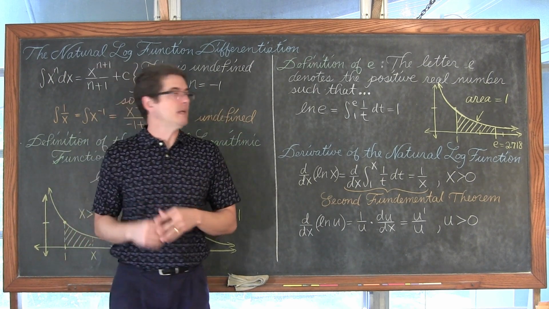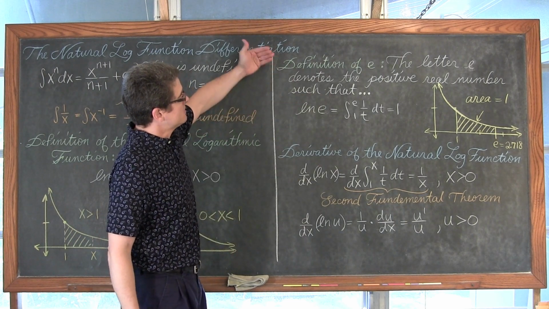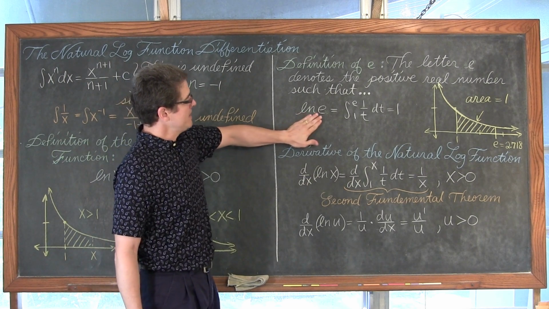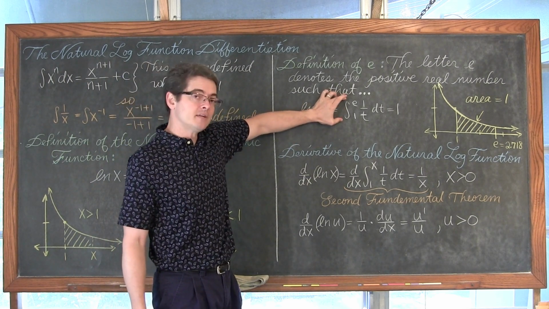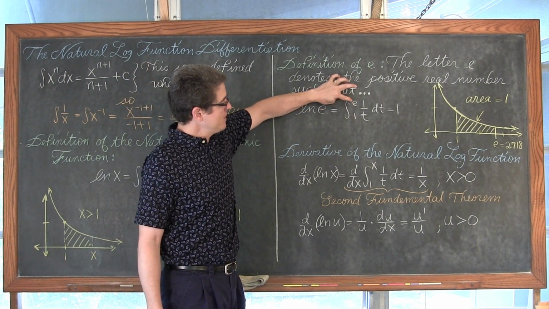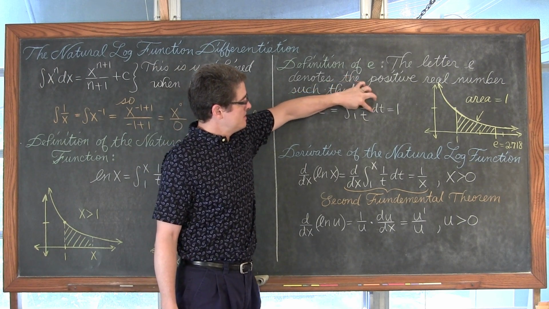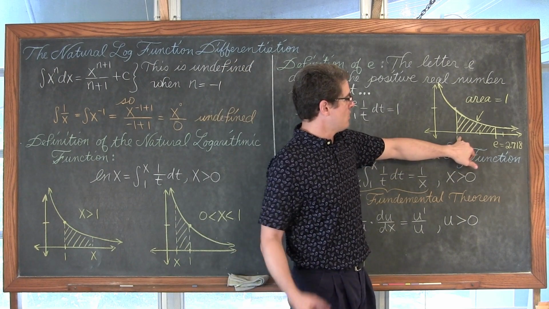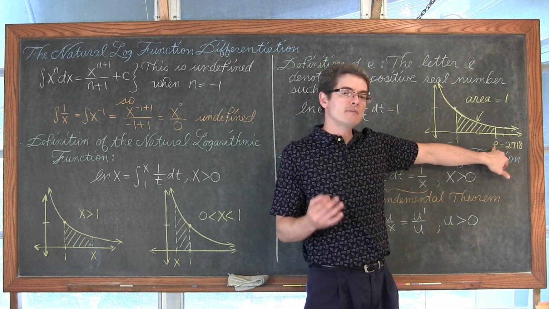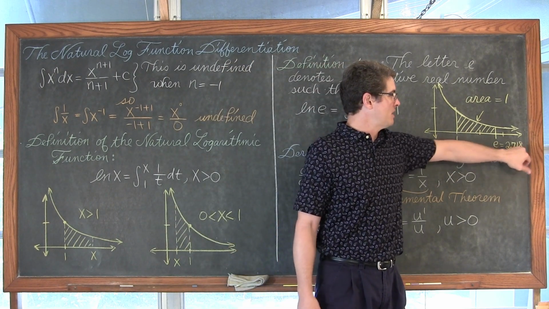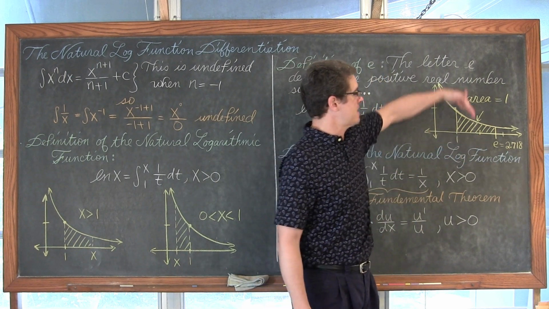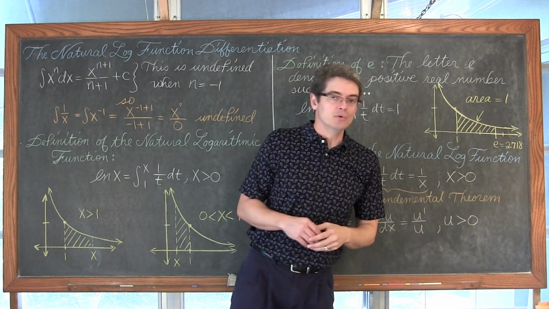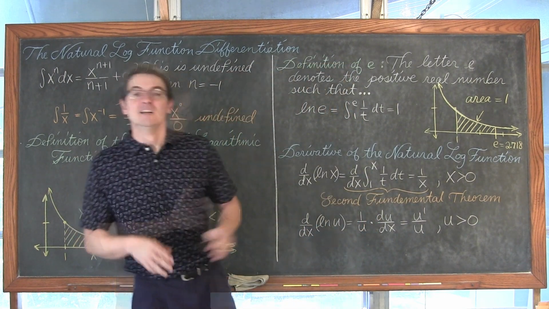But one way of defining e is: the letter e denotes the positive real number such that the natural log of e is equal to the definite integral from 1 to e of 1 over t dt, and that is equal to 1. So basically, if you start at your lower bound of 1, you go out to your value of e, which is 2.718, the area bound between the x-axis and the function y equals 1 over x is equal to 1. All right.